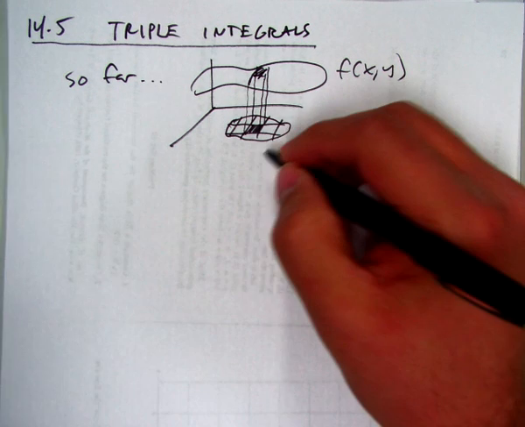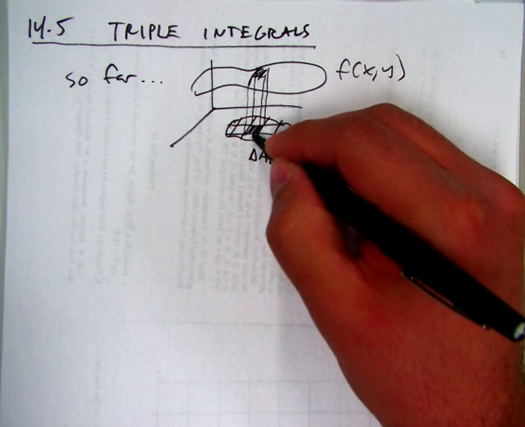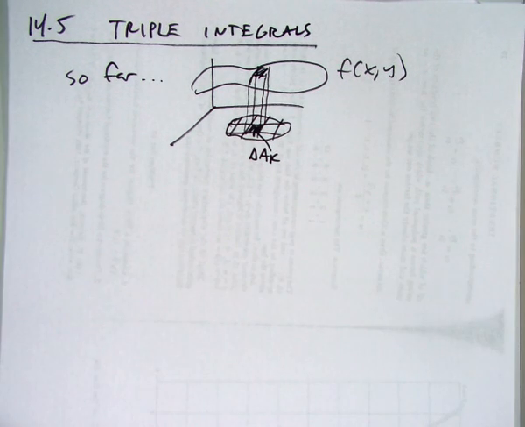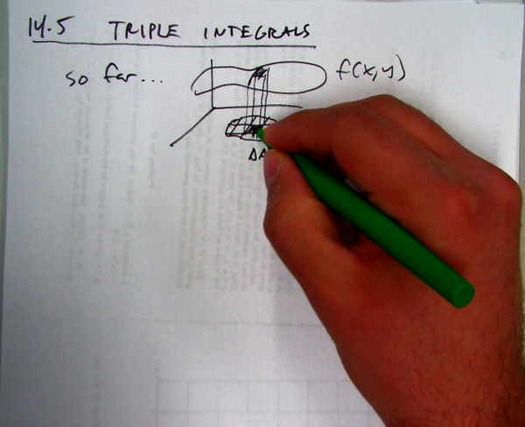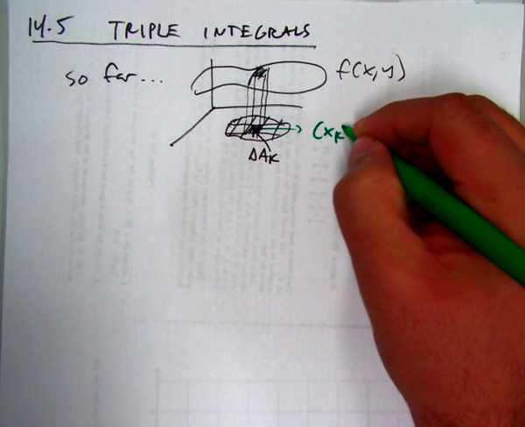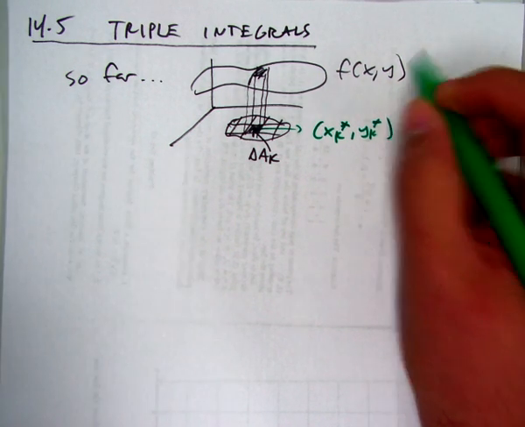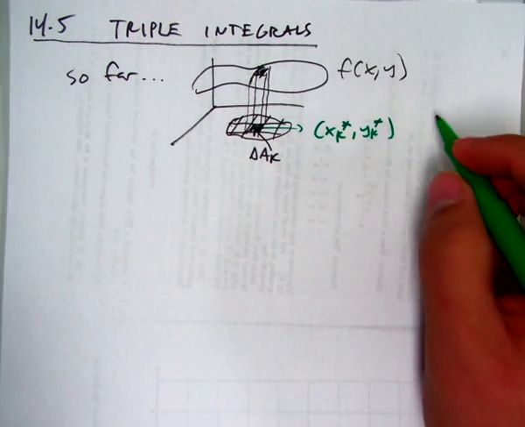We had delta A sub k represent the area of one of these little rectangles. We took a point in the rectangle, I think it was in the middle, and we said x sub k star and y sub k star would be the coordinates of that point. So that up here, that mapped to a particular height.